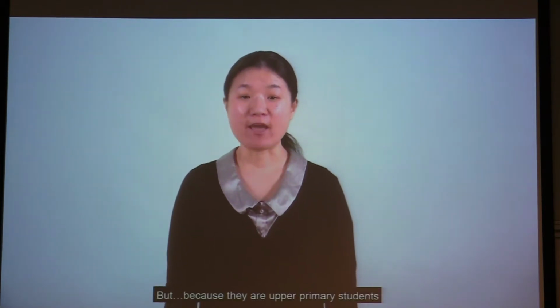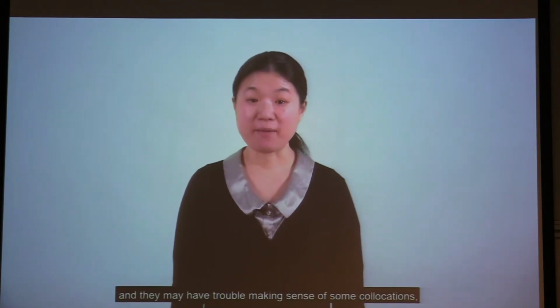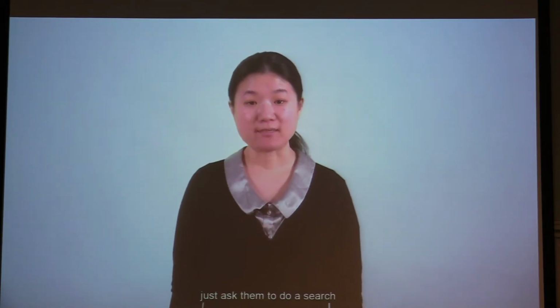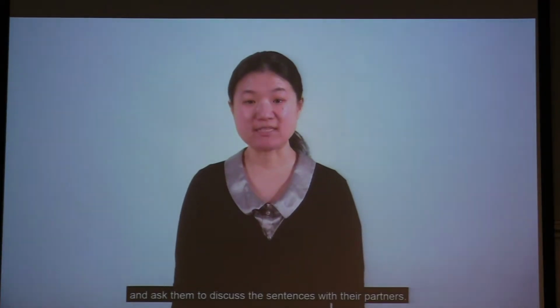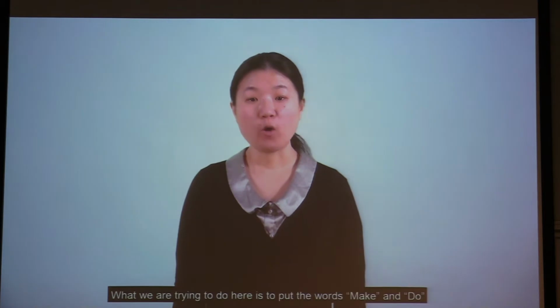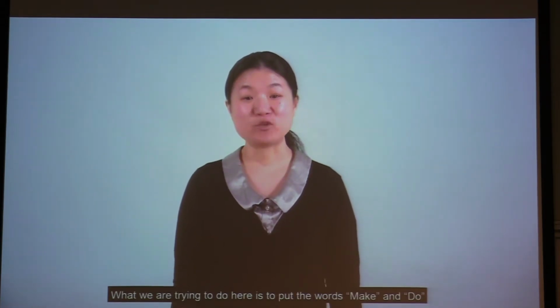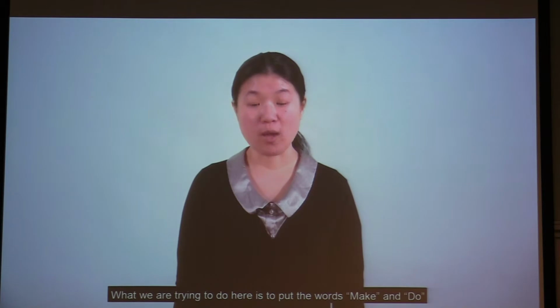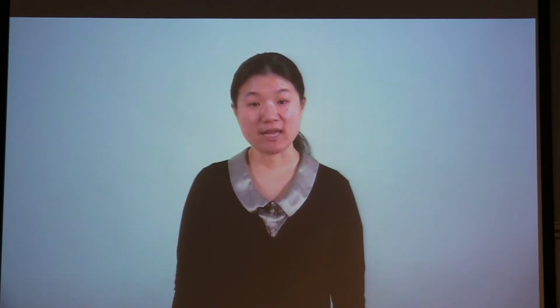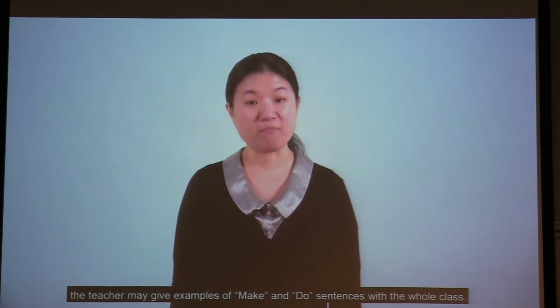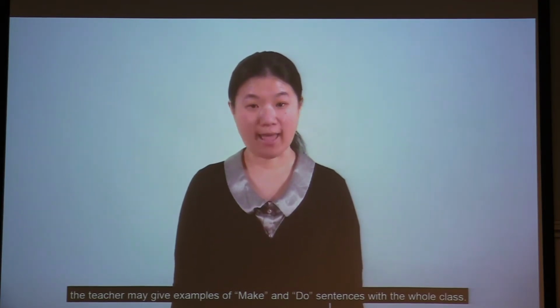Then ask the students to do a search themselves. But because they are upper primary students and they may have trouble making sense of some collocations, just ask them to do a search and click on the words that are the same as the ones on Table 1 and Table 2, and ask them to discuss the sentences with their partners. What we're trying to do here is to put the words make and do and their collocations in context. After they're done, the teacher may give examples of make and do sentences with the whole class.